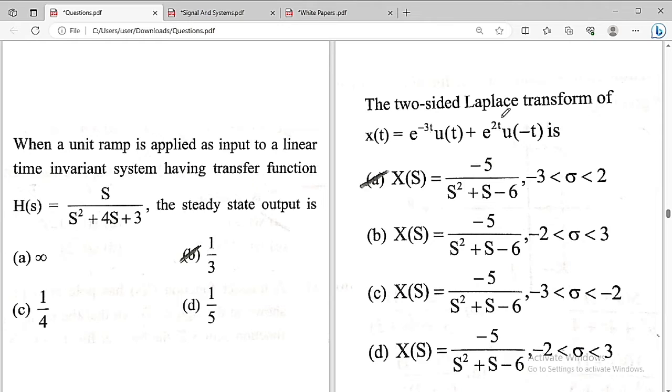So we need to figure out what the Laplace transform is for the signal. Of the four options, option A, which is X of s equals minus 5 by s squared plus s minus 6, with the ROC sigma from minus 3 to plus 2, is the correct solution of this question. So let's solve this numerical.